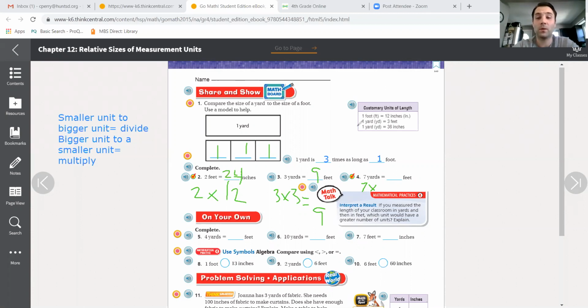So 7 times 3. And what is 7 times 3? What do you guys think? Everybody at the same time, with the count of 3. 7 times 3. 1, 2, 3. Yep, it's 21. We got 21 feet. 7 yards equals 21 feet. Okay, all right, so that's the end of this lesson.